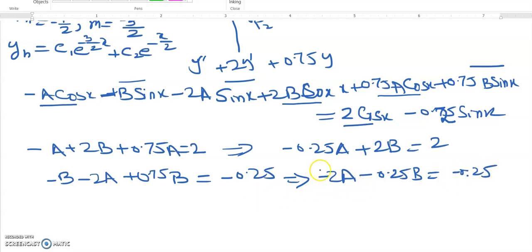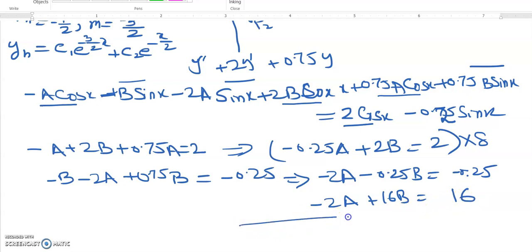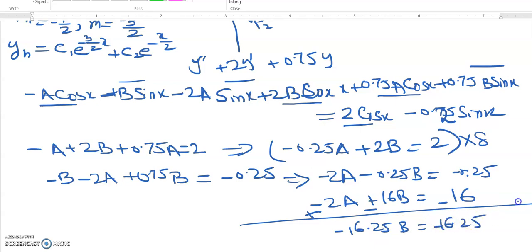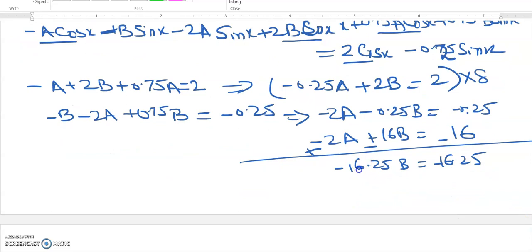So if we solve this equation, for example, if I multiply this equation by 8, then I will get minus 2a plus 16b is equal to 16, and then I subtract these equations, so I get minus 16.25b is equal to minus 16.25. So here I will get b is equal to 1.